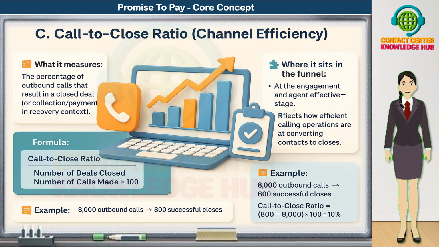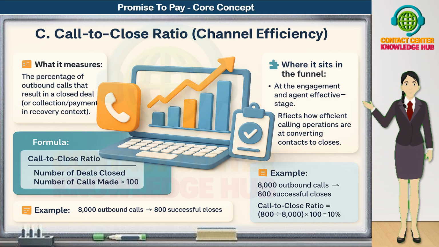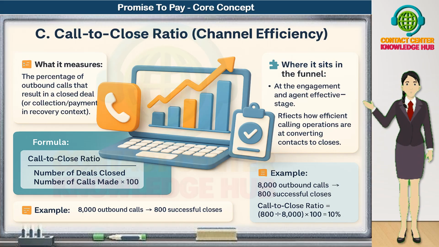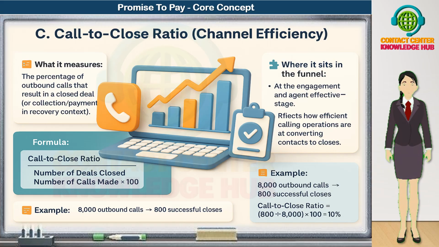Example: imagine your team makes 8,000 outbound calls. Out of those, 800 result in successful closes. That means your call to close ratio is 10%. In other words, 1 out of every 10 outbound calls leads to a closed deal or payment.